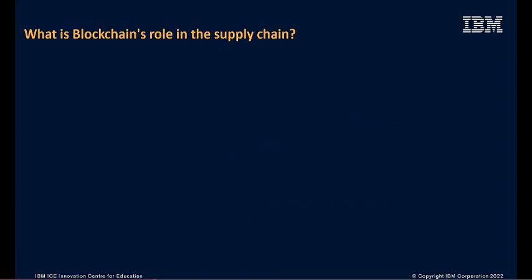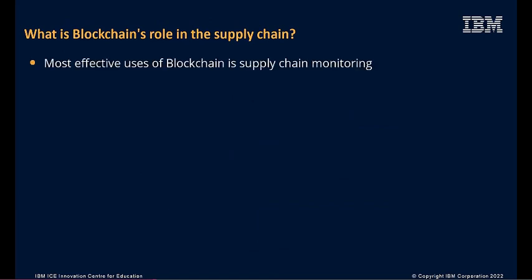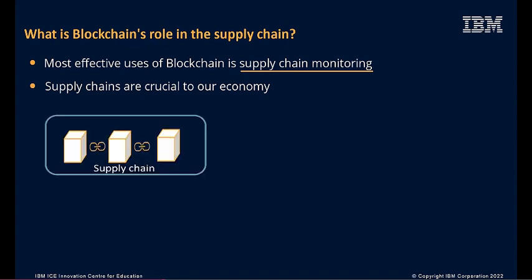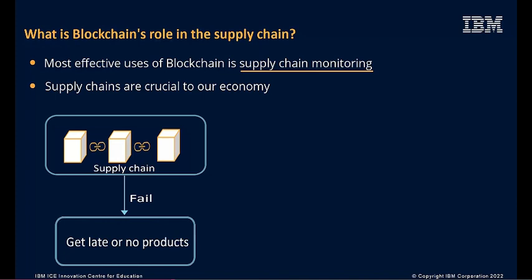Role of blockchain in supply chain. One of the most effective uses of blockchain is supply chain monitoring. Supply chains are crucial to our economy. If the supply chain fails, you'll get late or no products. Shortages can also be caused by supply chain problems.